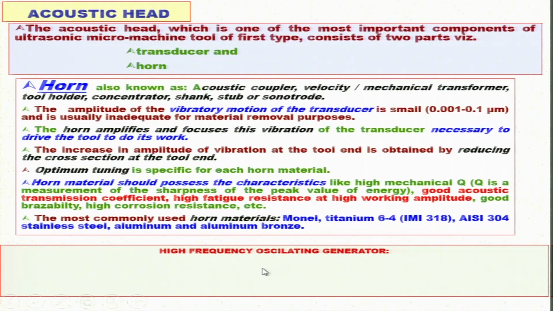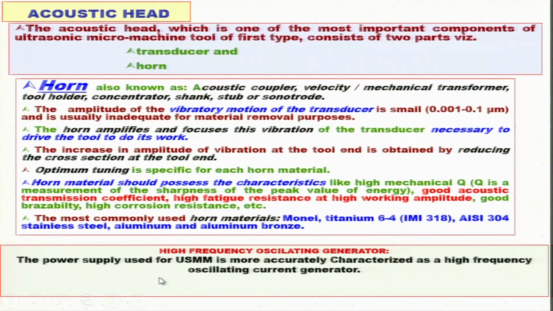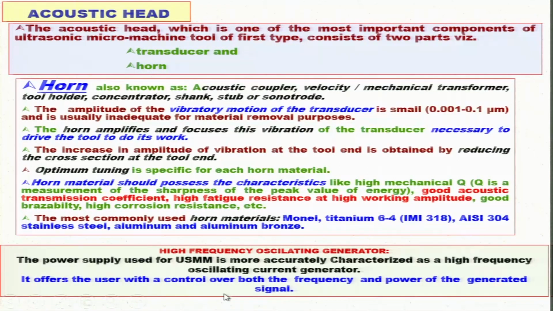High frequency oscillating generator. The power supply used for ultrasonic micromachining is more accurately characterized as a high frequency oscillating current generator. It offers the user control over both the frequency and power of the generated signal. Sine wave generator, it converts 60 Hz to greater than or equal to 16 kHz.